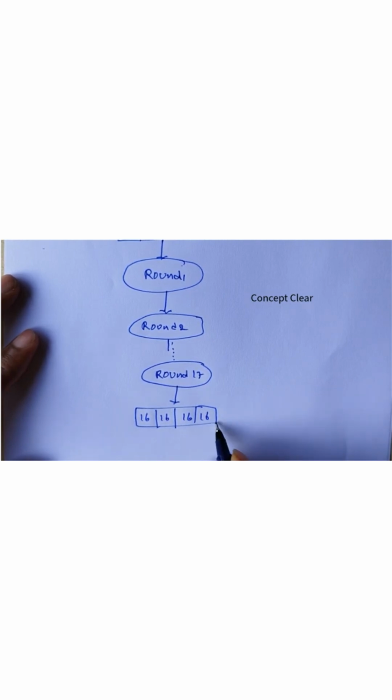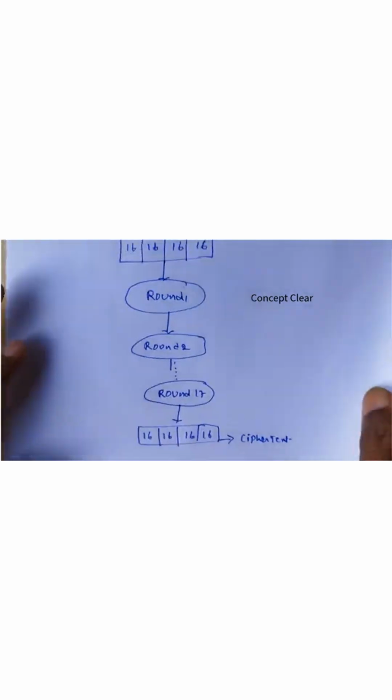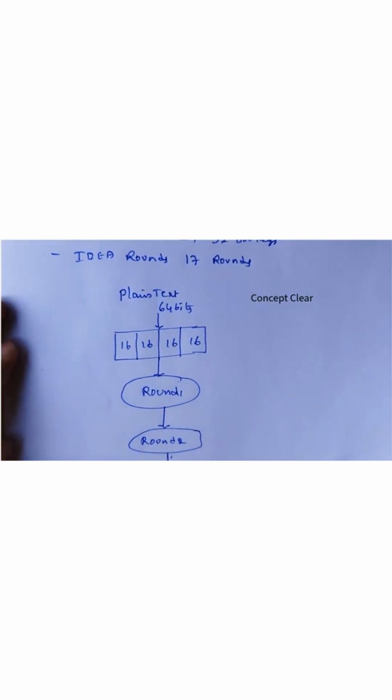This is the ciphertext. Okay, after 17 rounds we will get the ciphertext. And what about the key? Here the main thing is the key.